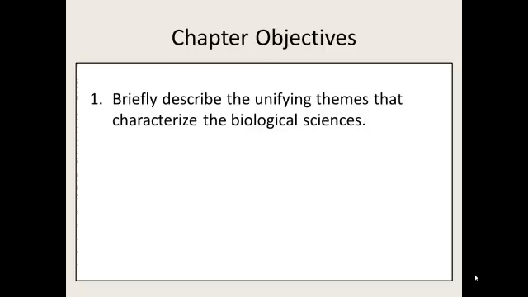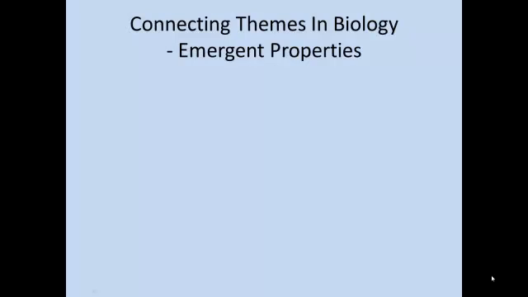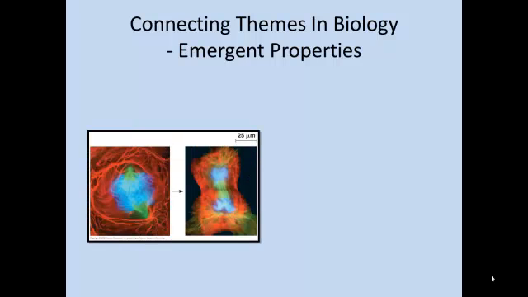biological sciences. The first connecting theme in biology that we're going to talk about are emergent properties. Living organisms are good examples of emergent properties, which could best be described by the phrase, the whole is greater than the sum of the parts. Yeah, right, what does that mean? Let's use the example of this cell.